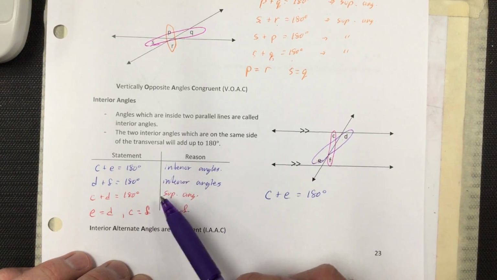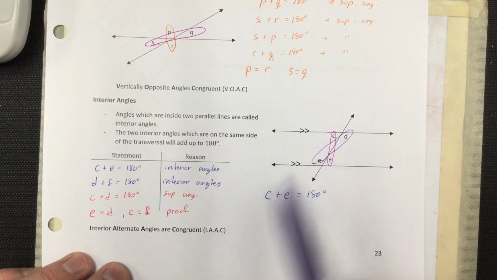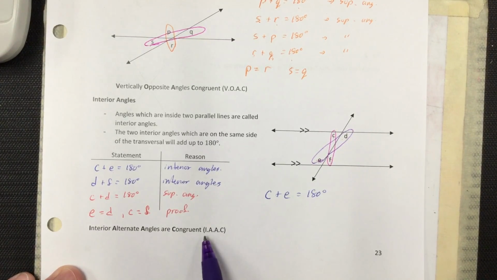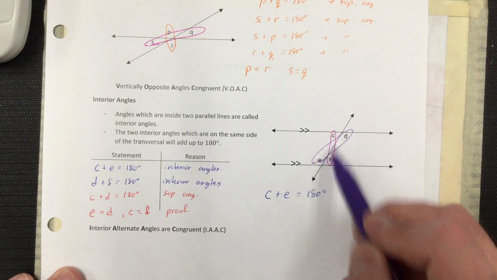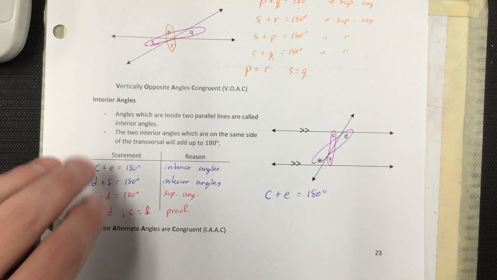Based on this proof, looking at the interior angles and then the supplementary angles, we can prove that that is in fact true, and we can use this as a proof. Interior alternate angles are congruent, or IAAC. Our interior alternate angles are congruent, which means that they are the same.